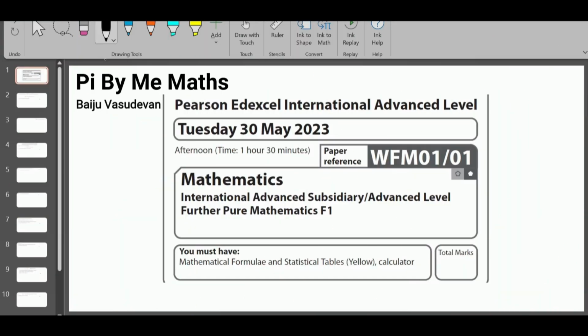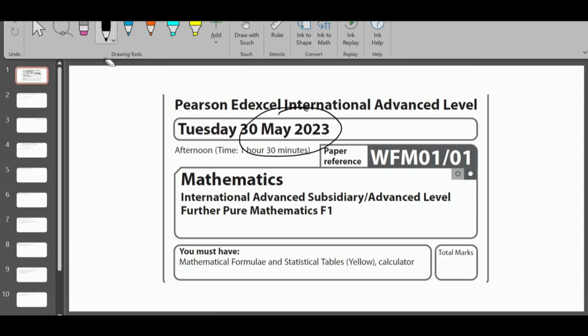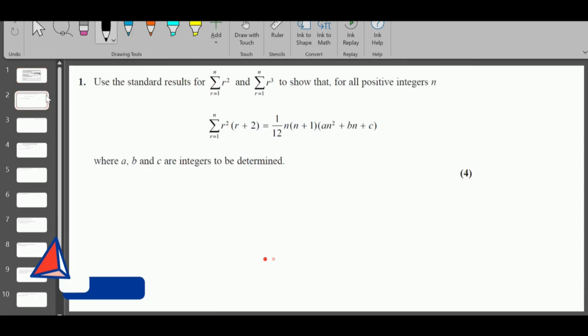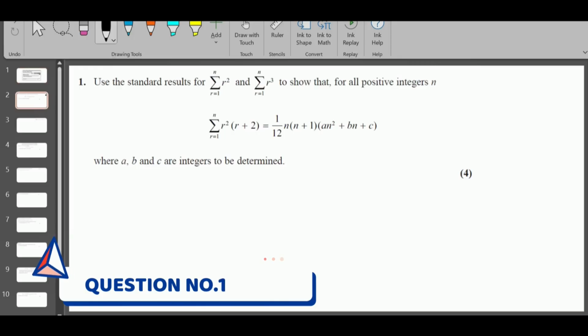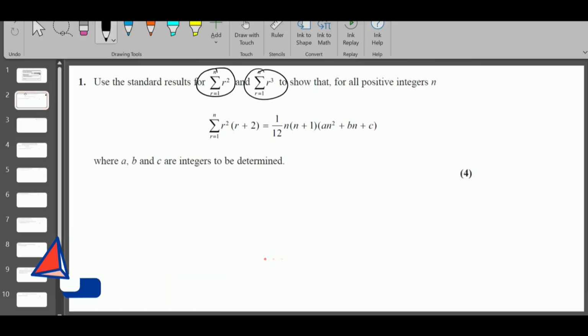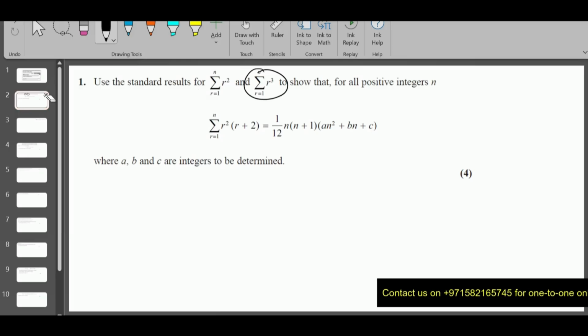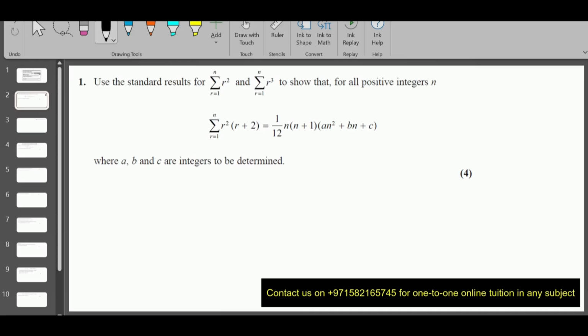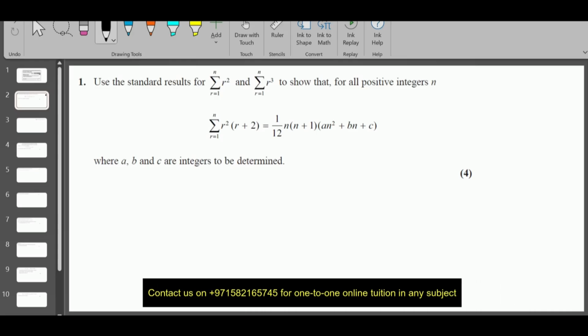This is Devan. In this video, we'll be looking at May-June 2023 for the Pure Math 1 paper. Let's look at question number 1. Use the standard results for sigma r square and sigma r cube. Both of these results are given in the data booklet. To show that for all positive integers n, sigma r square times r plus 2 is this.